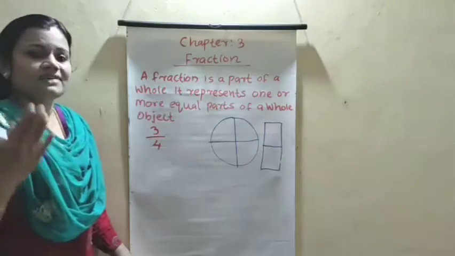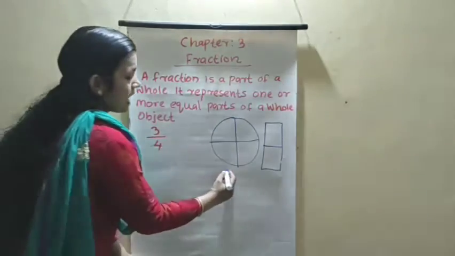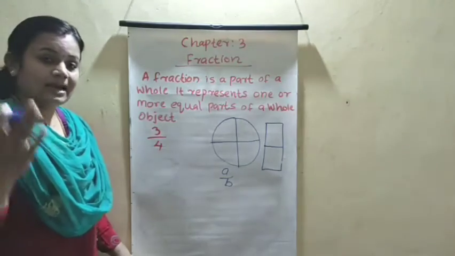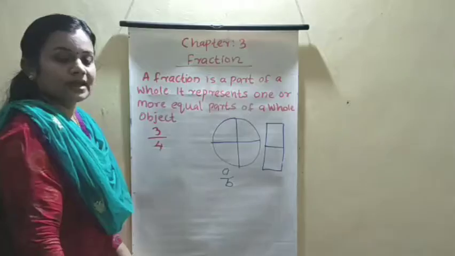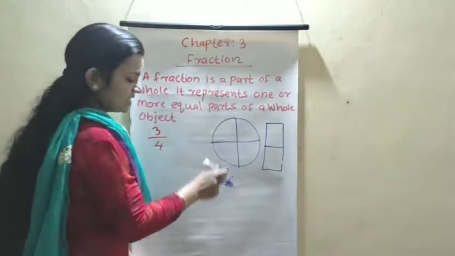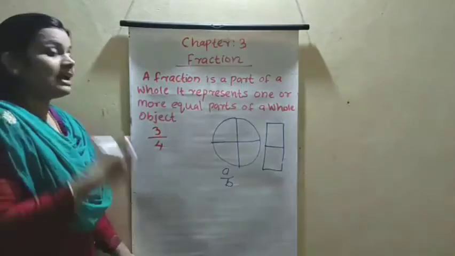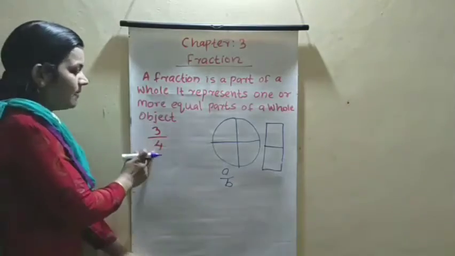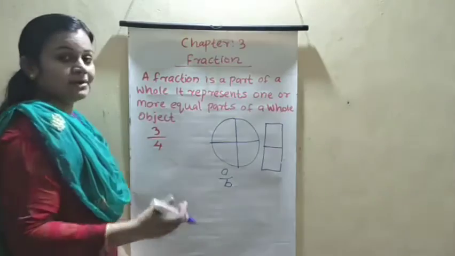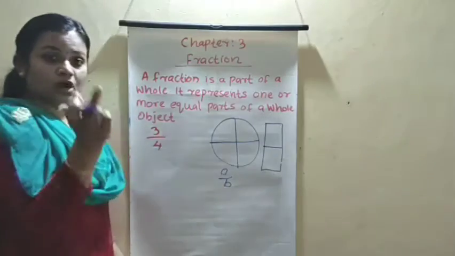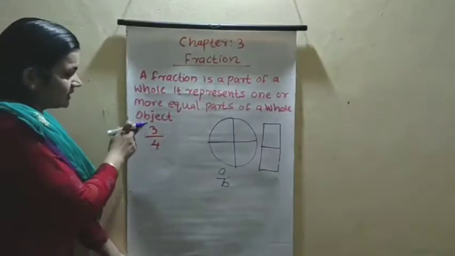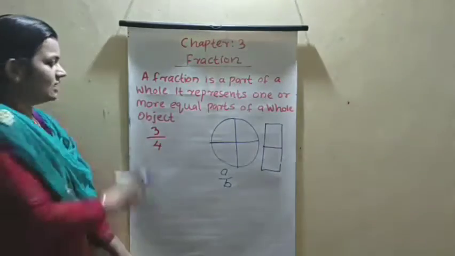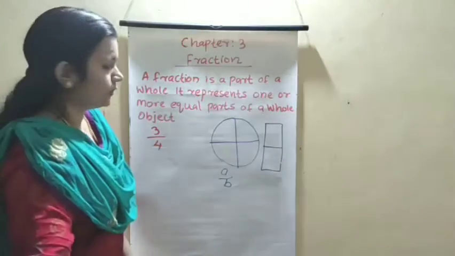Simply, we can say that a number written in a by b form is called a fraction. Then what is a? What is b? Do you know that? Let us consider one fraction. I am writing one fraction here, 3 by 4. How to read this? 3 by 4. Understand? What is 3? What is 4? Do you know?